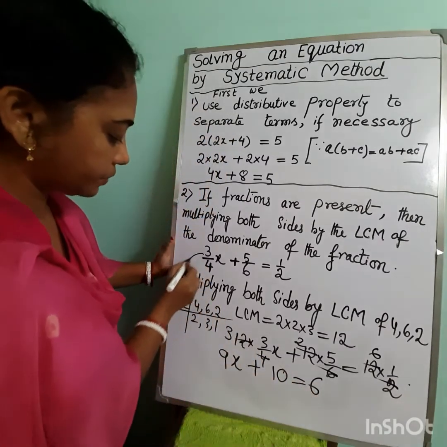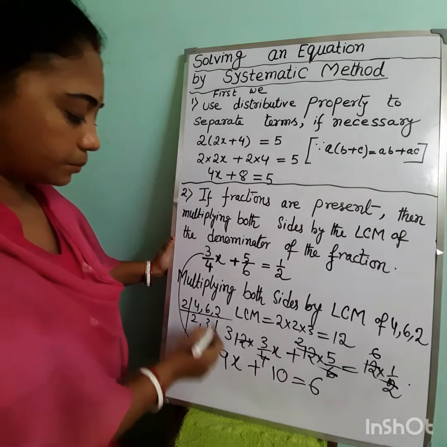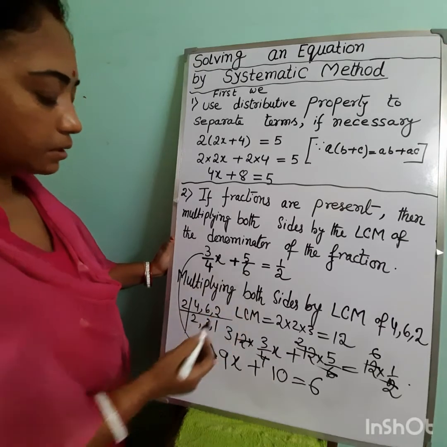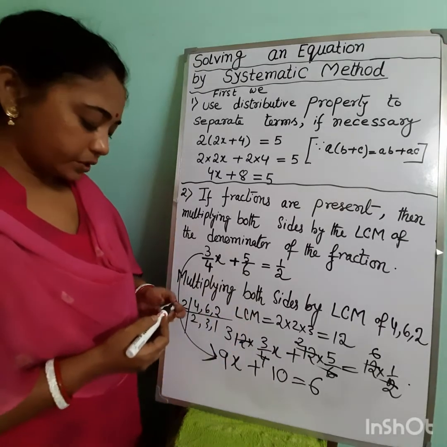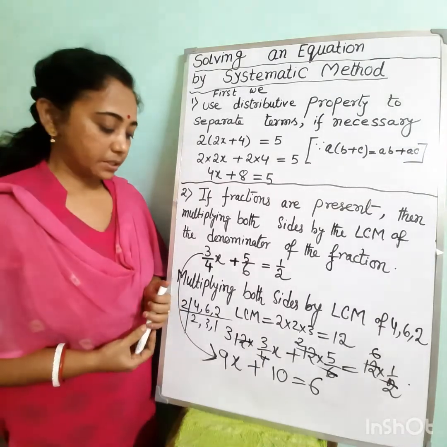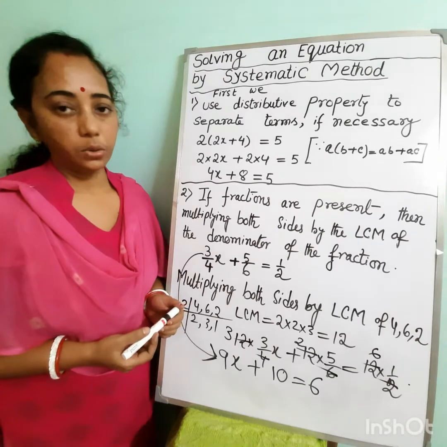Now if you compare this equation, after multiplying with the LCM, you can see that this is much simpler as compared to the given equation. So always we try to remove the fraction part if it is present in the given equation, so that we can easily solve the equation.